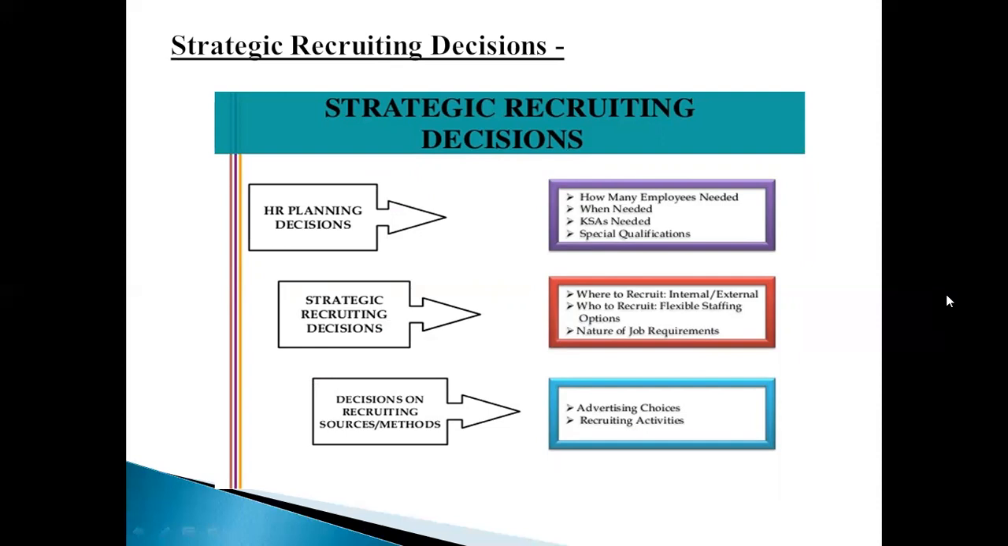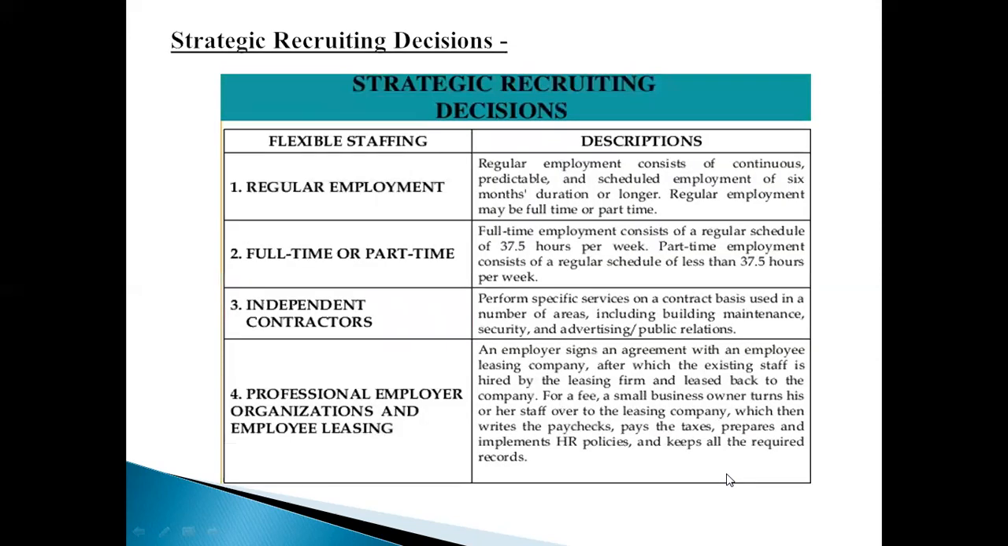Next, decisions on recruiting sources or methods. What are the recruitment sources? Advertising choices and recruiting activities are among the strategies we could use for recruitment sources. Next, strategic recruiting decisions are flexible staffing and their descriptions.